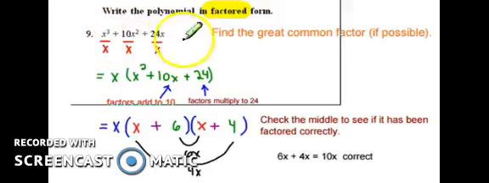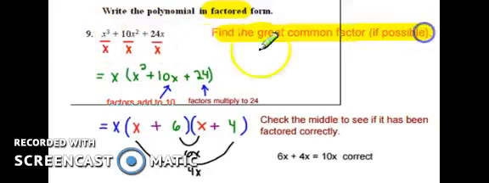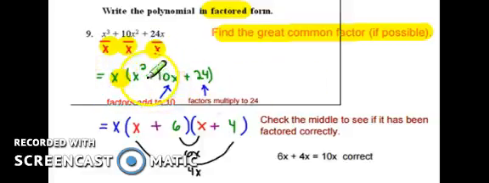When I look at problem 9, I notice right away I know a greatest common factor is x, so I divide them all by x. Write x right here. So now I'm going to factor the trinomial.